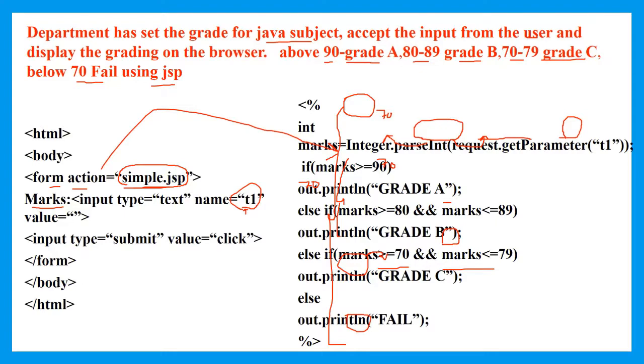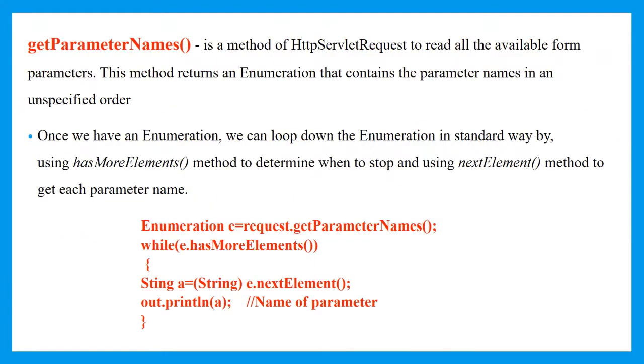The next method is getParameterNames. This is another way of reading the input parameters sent by the client. So getParameterNames is a method which belongs to the interface called HttpServletRequest interface, which is used to read all the available input parameters.